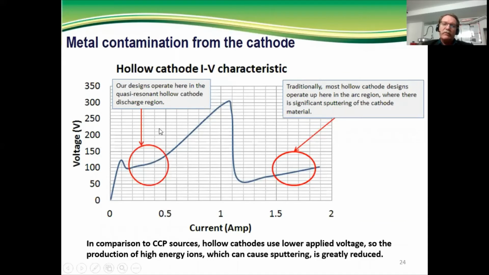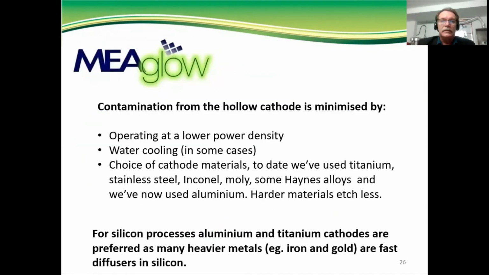And what we've been doing for these gas plasma sources is operate at a much lower power density down around here. So we're in a different regime entirely to a sputter source. This just shows some of the things that you can do to minimize sputtering from your hollow cathode. Operating at the lower power density that I mentioned earlier is one way of doing that. Water cooling of the cathodes will actually help. Harder materials sputter less as well.